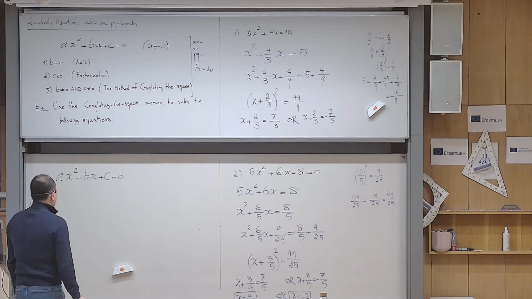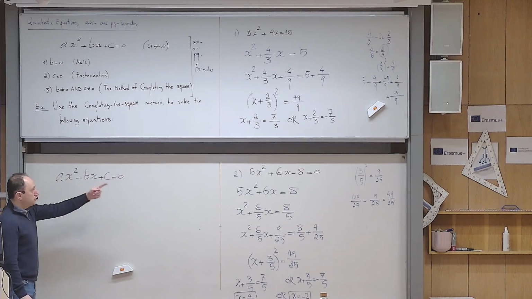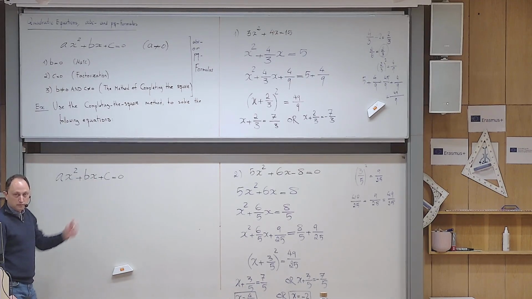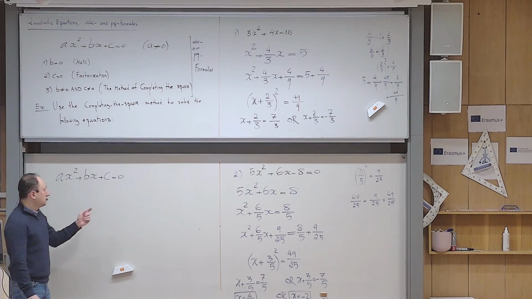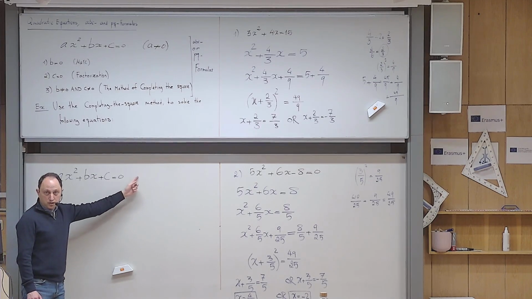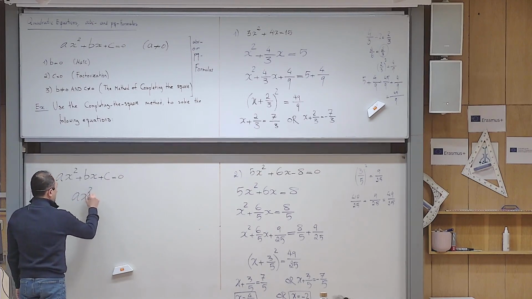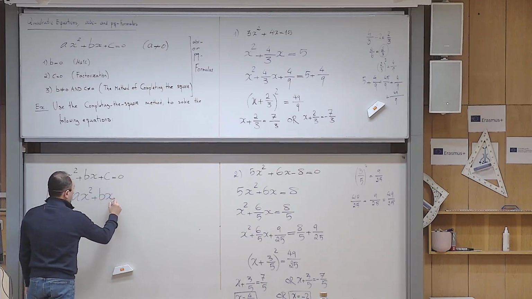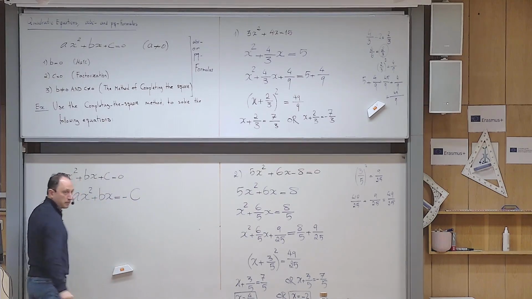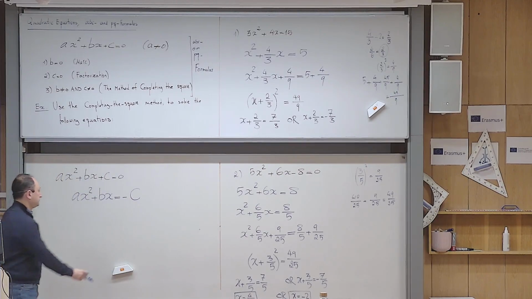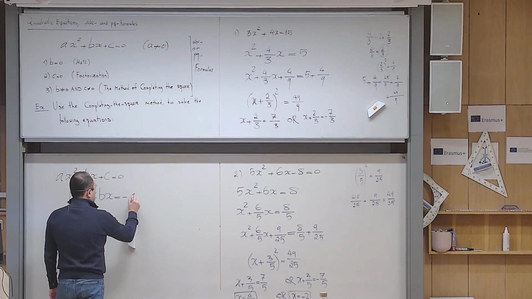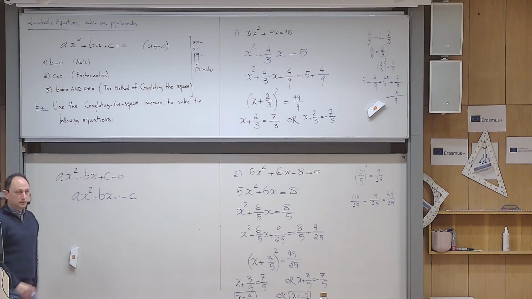But I want you to tell me what to do. I want to apply the method of completing the square here. So what should I do first? Follow the same algorithm. What should I do? Yes? I move C to the other side. That's the first step. So what happens? It becomes AX squared plus BX equals minus C. And then what do I do next? So minus C. What was the next step in the algorithm?